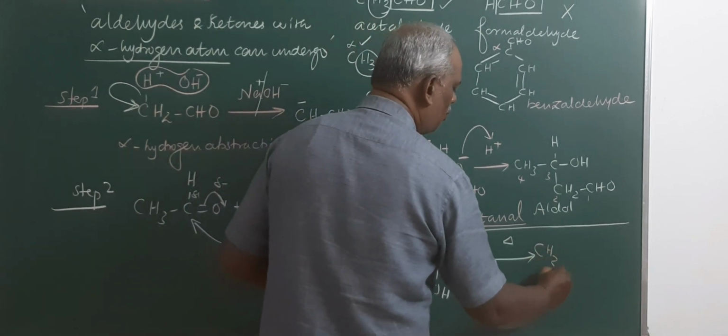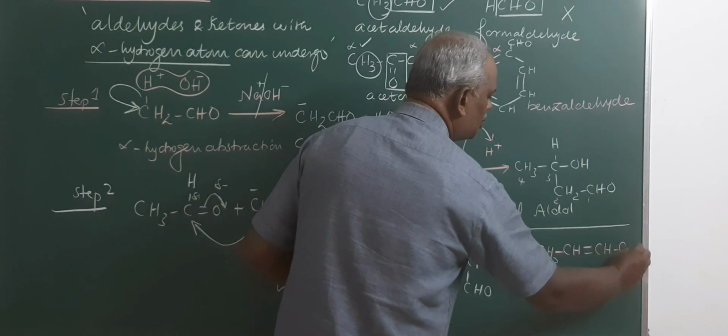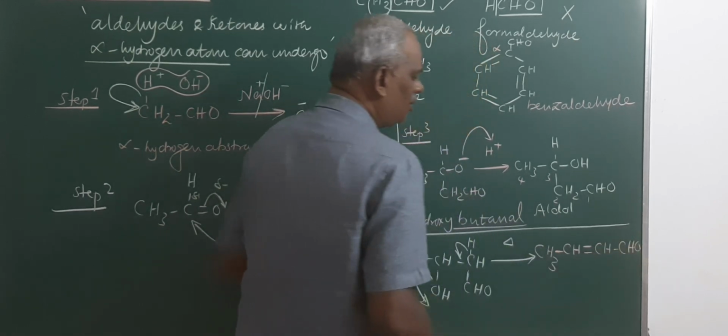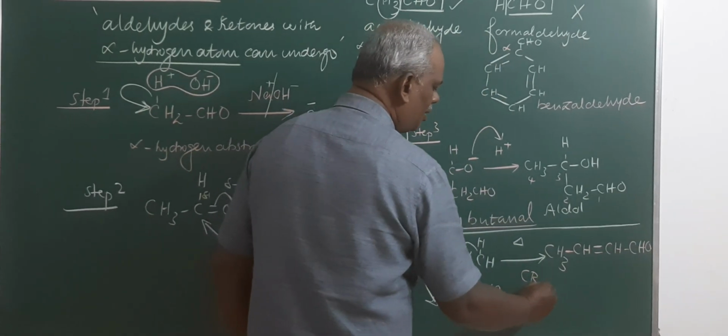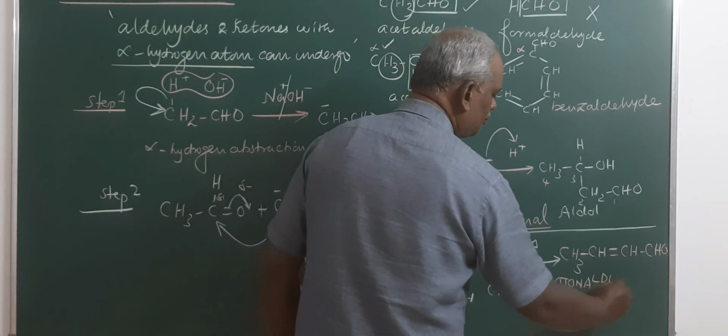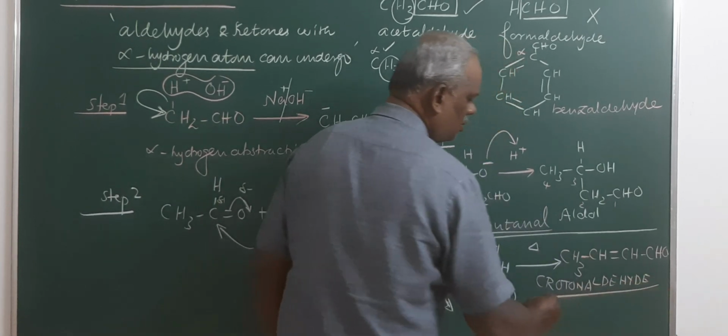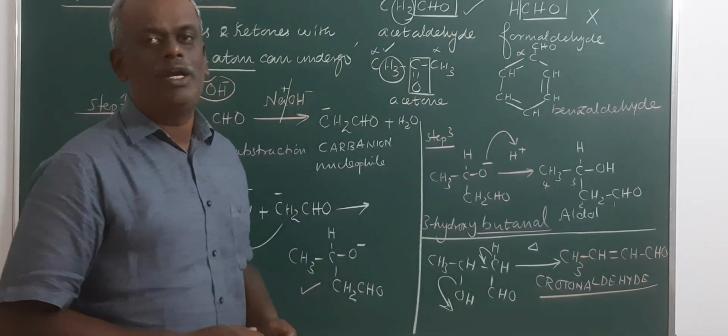That results in the formation of CH3CH double bond CH single bond CHO. It is an unsaturated aldehyde. Its name is crotonaldehyde. So this is the final product obtained on heating the aldol. We are getting crotonaldehyde.